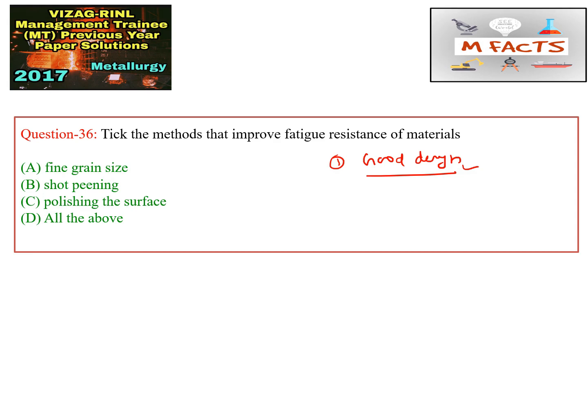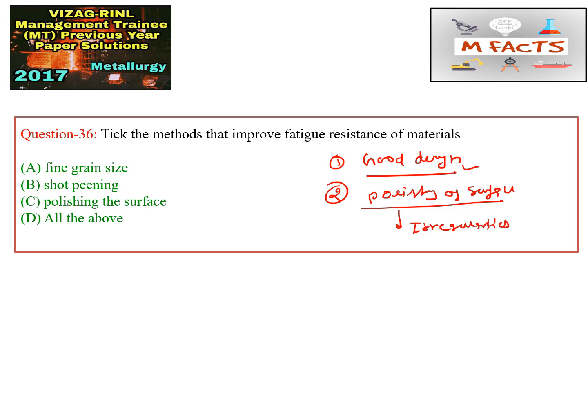Why? Because in a good design we can avoid sharp corners, which produce regions of stress concentration. If the stress concentration regions are not present, the crack will not take place. So good design is one thing. And for good design, what we can do is polish the surface. Once we polish the surface, this polishing will reduce the irregularities on the surface.